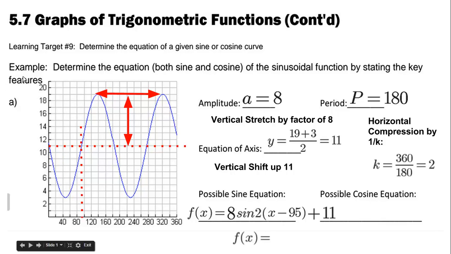Cosine would start at the top, so our shift is going to be a little bit different, but our amplitude stays the same, our k value is the same, period still stays the same. But we're doing x minus 140, and so the graph actually starts here. It should really have another dotted line, but the graph starts here to the right 140 from the y-axis, and we're adding 11. Okay.